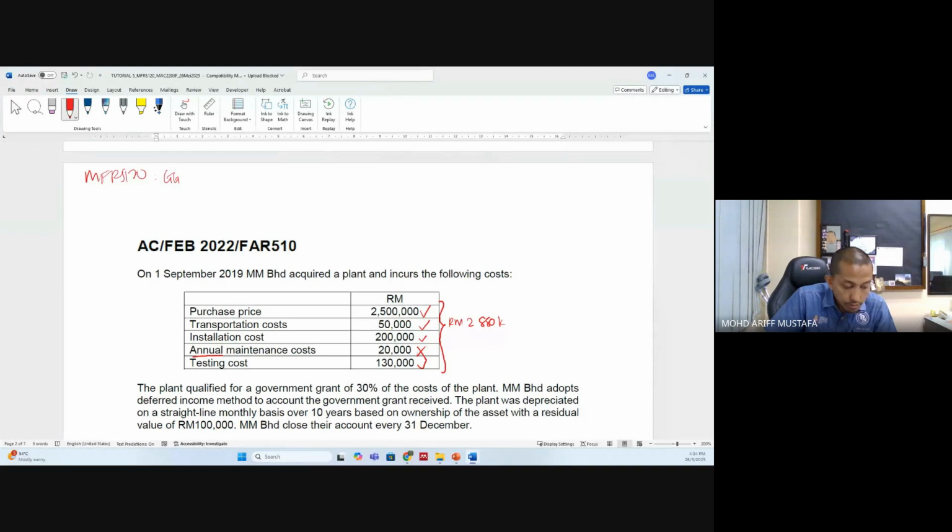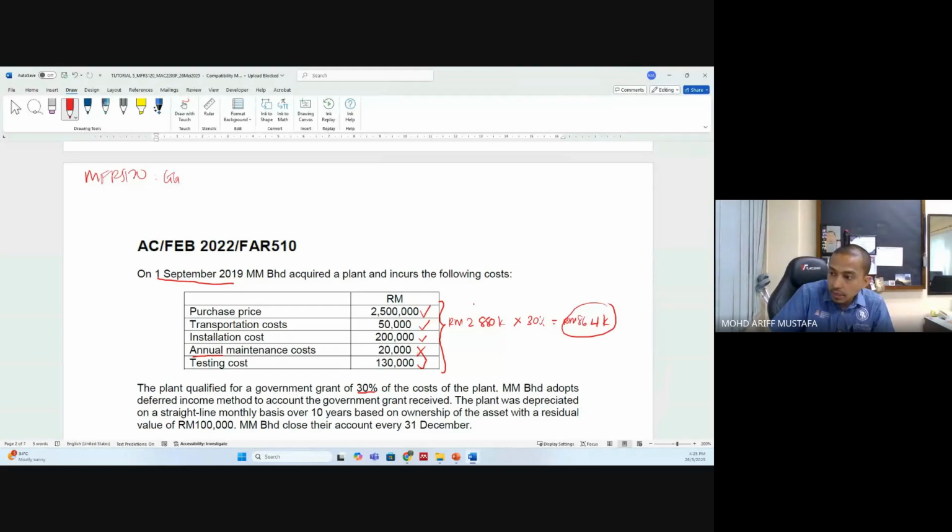Okay, so the next part of the question mentions that on 1st of September 2019, the plant qualified for a government grant of 30% of the cost of the plant. So this is the cost. If you multiply by 30%, again, correct me if I'm wrong, you are going to get 864,000. This is the value of the grant.